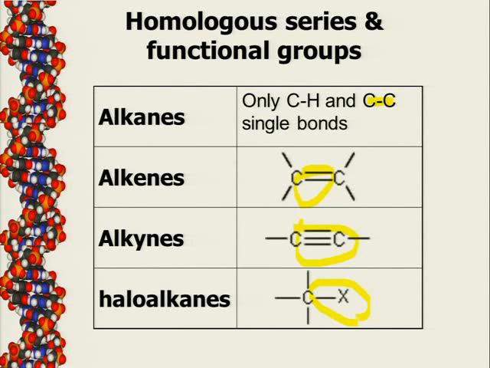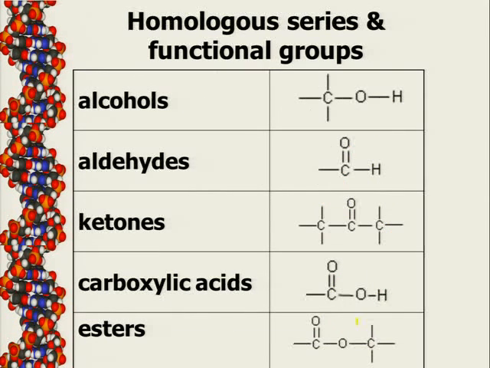Here we are talking about fluorine, chlorine, bromine, iodine. So those are your halogens that when we combine with the alkanes, we refer to them as haloalkane. And then the other ones that we have are the alcohols, the aldehydes, the ketones, carboxylic acid, and the esters.